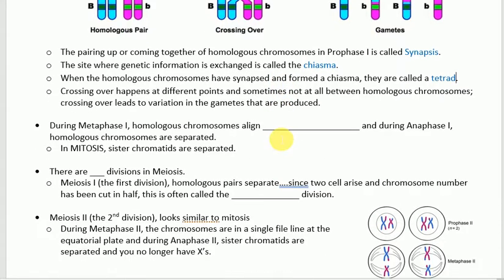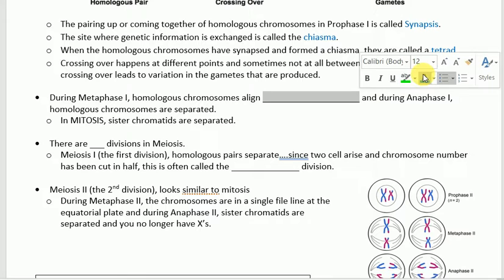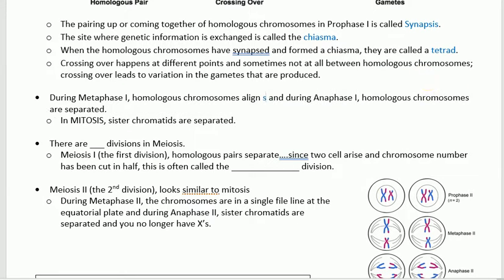So during metaphase 1, the homologous chromosomes are going to align side by side. And during anaphase 1, the homologous chromosomes are going to be separated. It's important to note that in mitosis, sister chromatids are separated. So again, it's homologous versus sister.